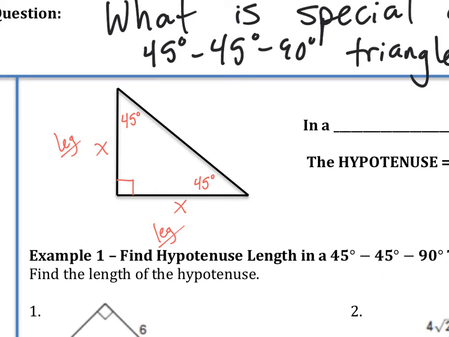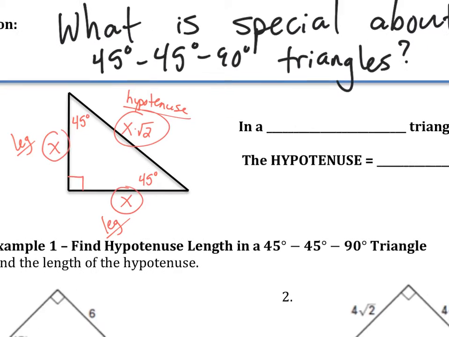Okay, and then the hypotenuse in a 45, 45, 90 triangle would be the leg times the square root of 2. Okay, so we have x and x are the two legs. The hypotenuse would be x times square root 2. So whatever the leg is, the hypotenuse is that number times the square root of 2.